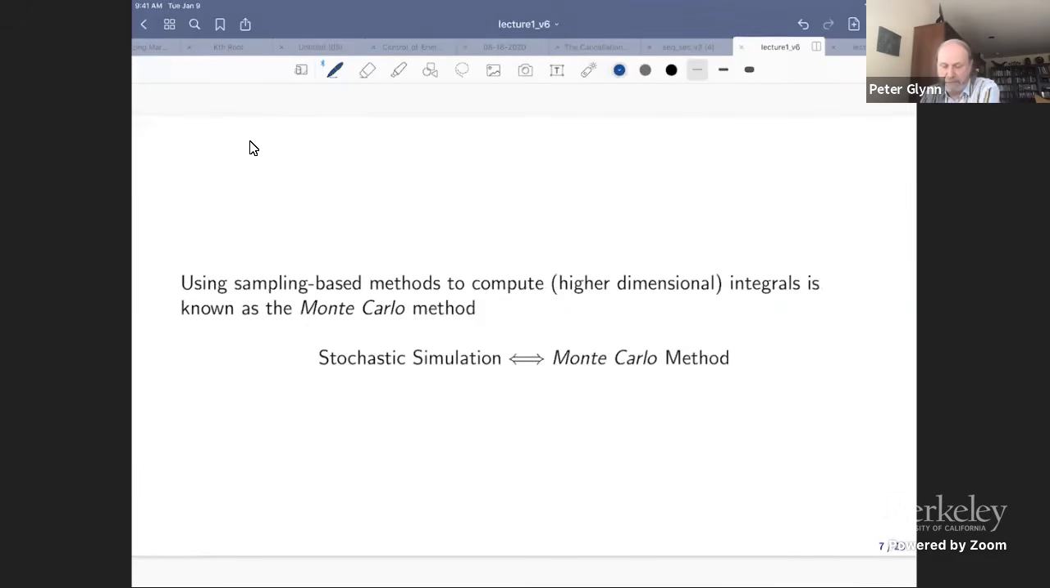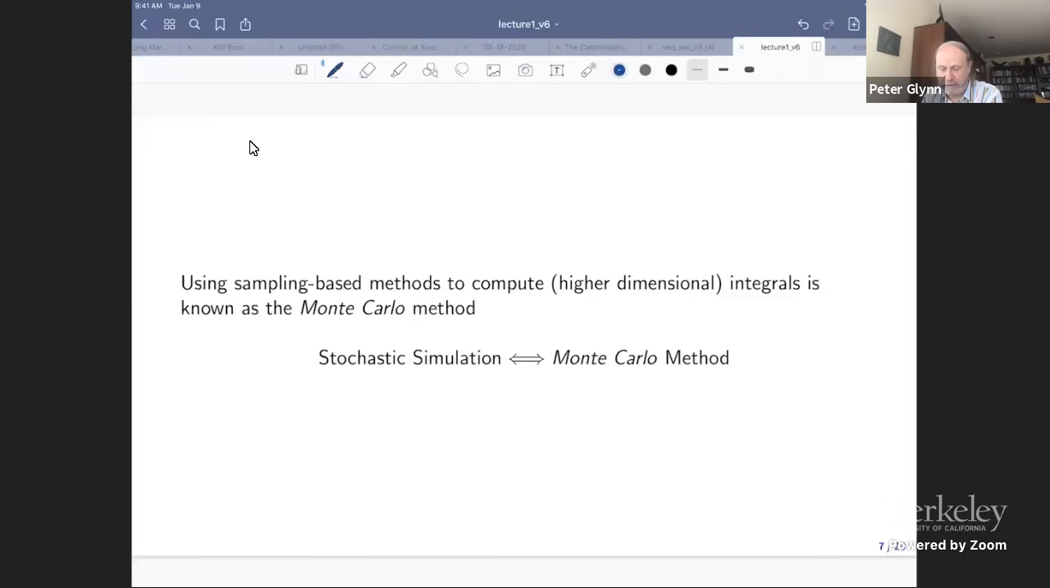So simulation is all about using sampling-based methods to compute expected values. Expected values are in turn high dimensional integrals if we choose to view them this way, and as a consequence, simulation is really a class of methods based on sampling that is intended to compute high dimensional integrals.